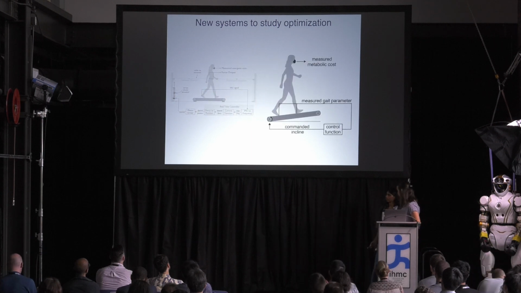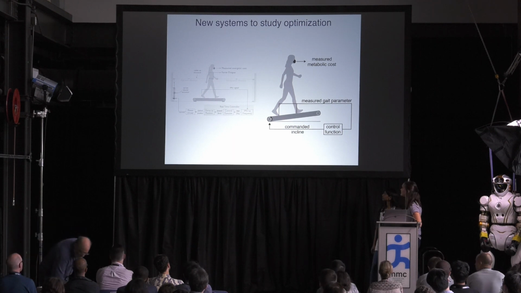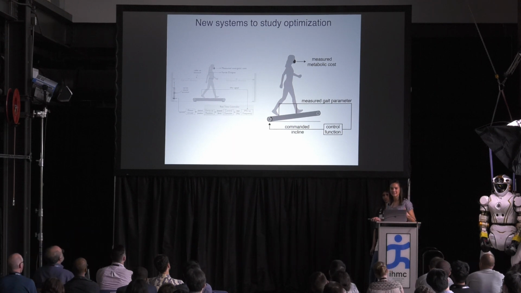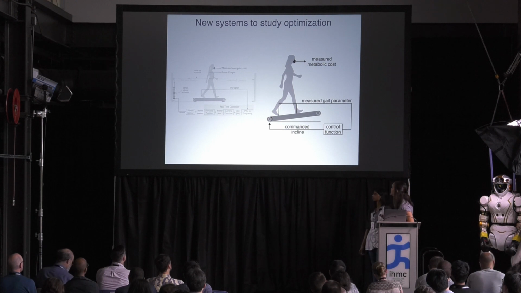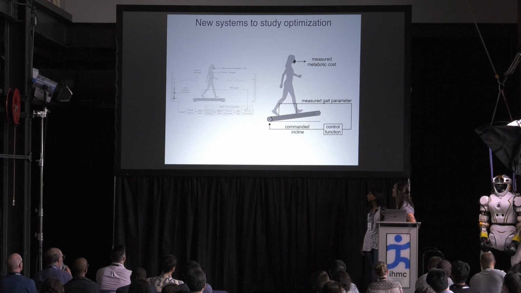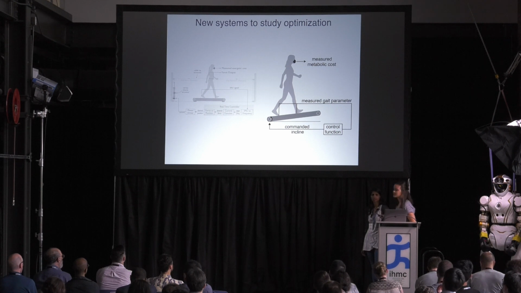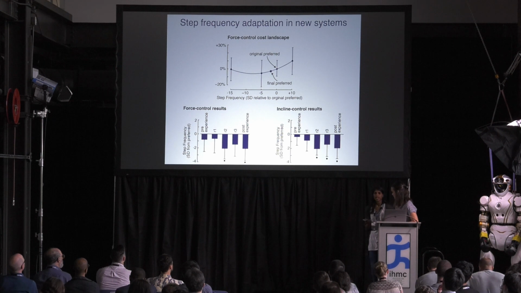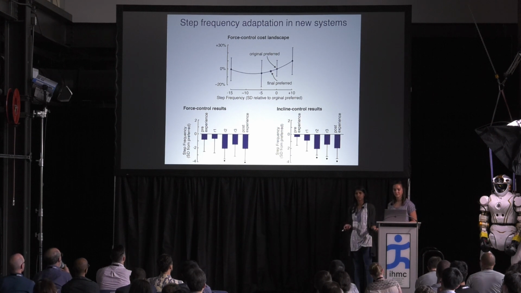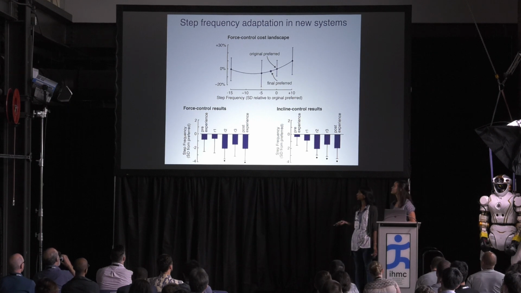Our next setup we will refer to as the incline control setup. It's similar to our previous setups in that it commands a metabolic penalty as a function of gait. However, here the metabolic penalty is our walking incline. So we are able to measure any number of gait parameters on our instrumented treadmill and then command the walking incline to shift the energy optimum of our chosen gait parameter. Okay, so now we have two new systems, and we wanted to test for energy optimization in these two new systems.